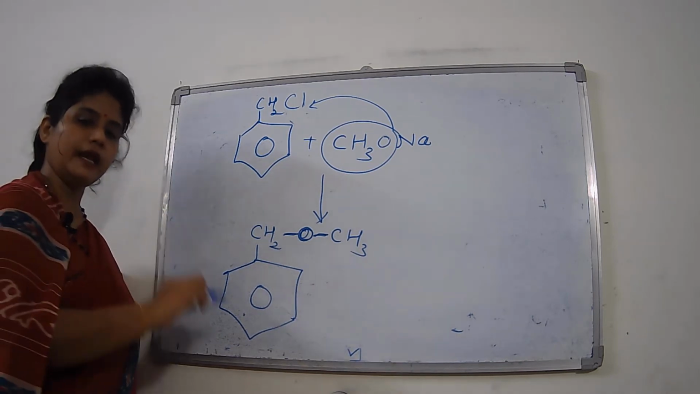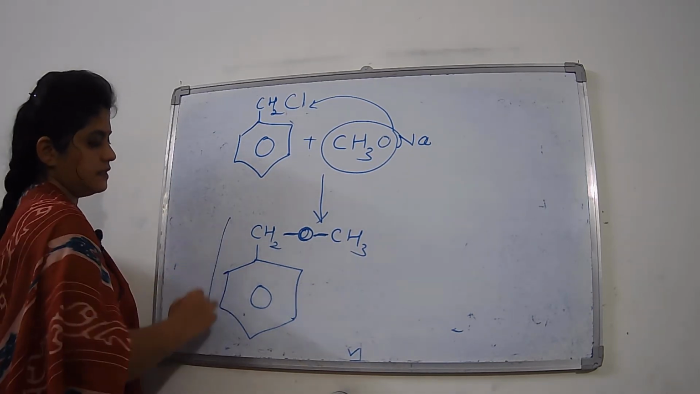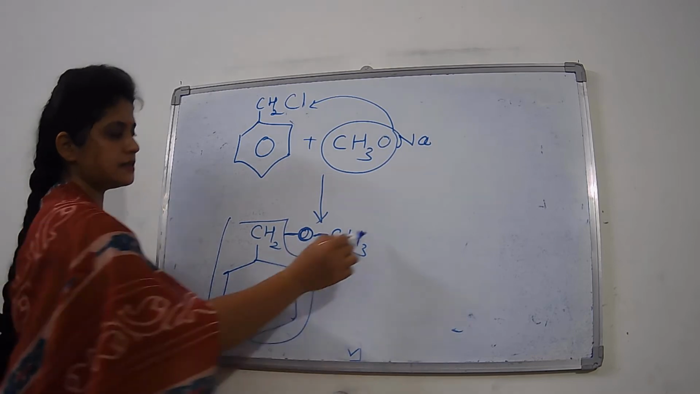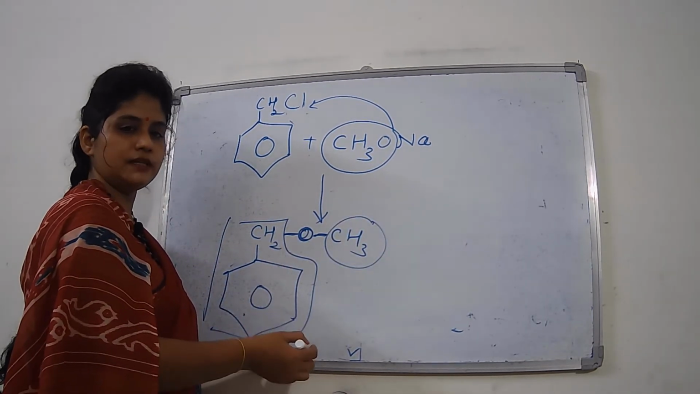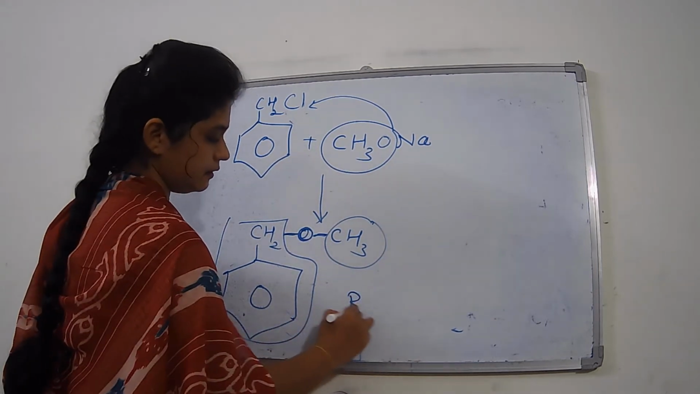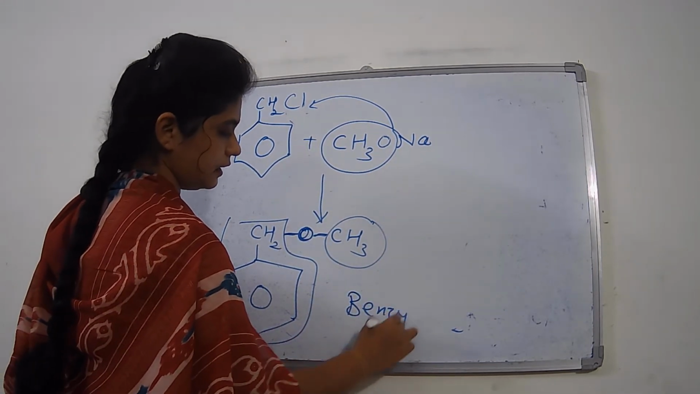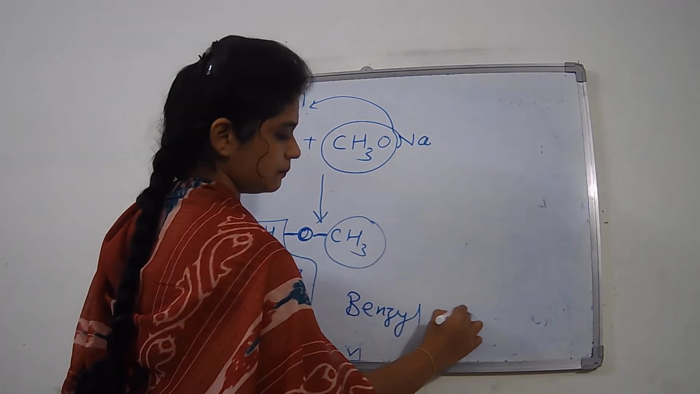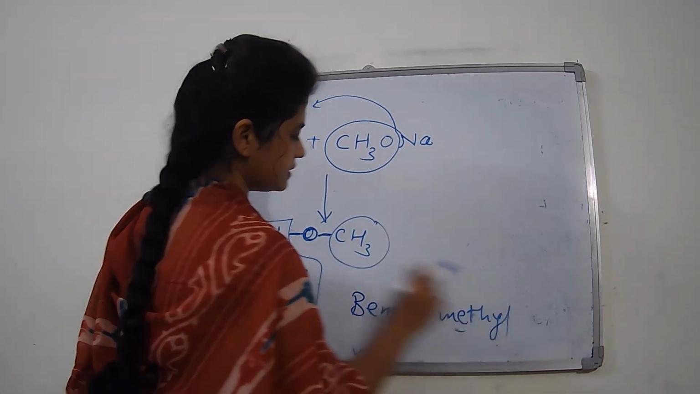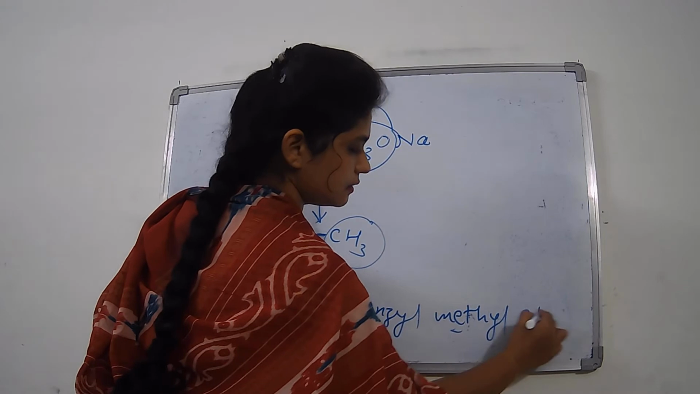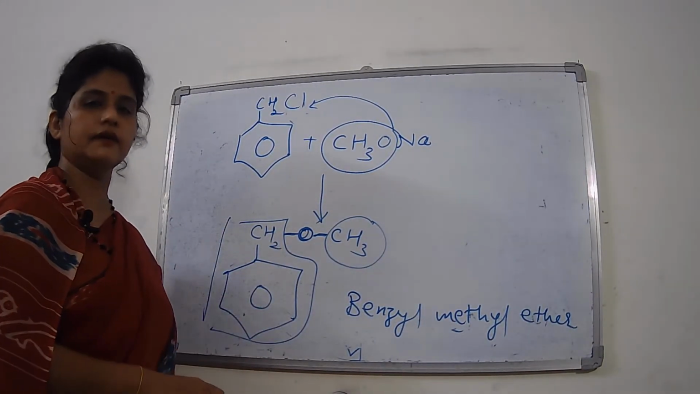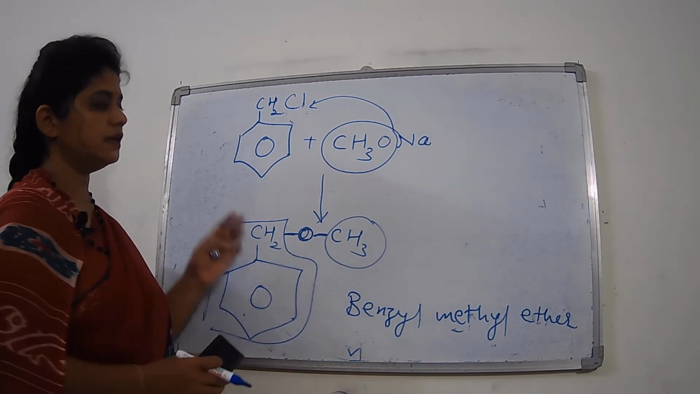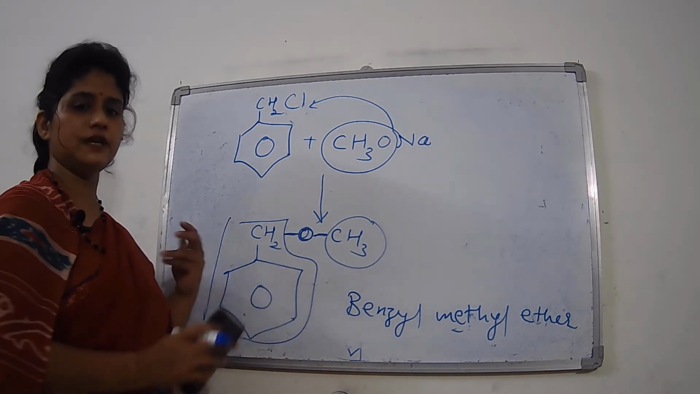So how do we name it? This is a benzyl group and this is a methyl group. B comes alphabetically first, then methyl. So we write benzyl, then methyl, and what is the name of this functional group? It is ether. So we got benzyl methyl ether as the final product. So this is the fourth nucleophilic substitution reaction.